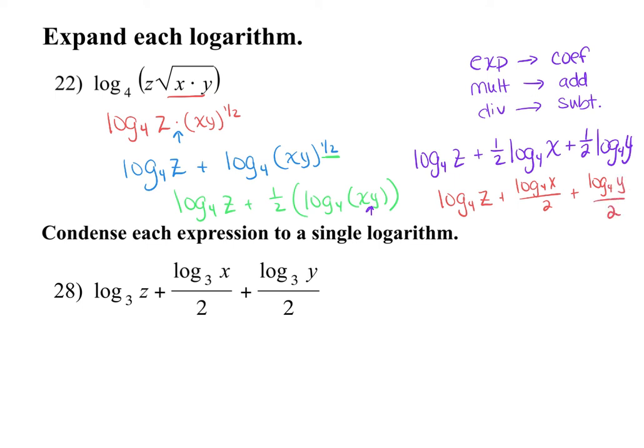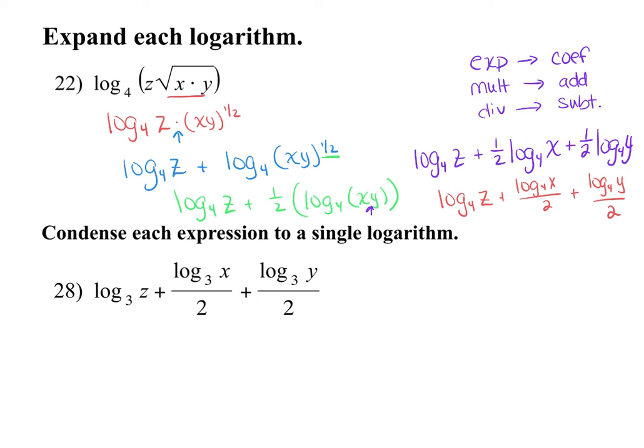I will say this, I will count off if you do not put the base of your log. That 4 must be on all of your logs when you expand, okay? Because technically you cannot condense if they're not the same base. And so they should start out as a base 4. They need to all end as a base 4. It's a really common mistake that people just forget that. So that is an error if you leave that off.